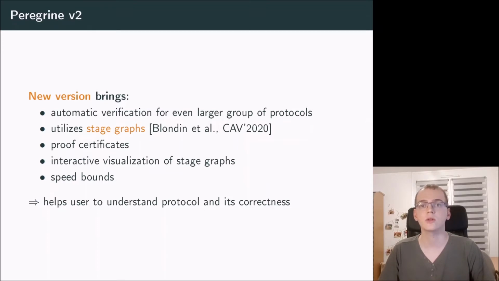Whereas before users had to trust the verification result of the tool, our new interactive visualization of stage graphs helps the user to understand the protocol and its correctness. Furthermore, the new approach also allows us to compute bounds for the speed of a protocol. Let's have a closer look at population protocols and the Peregrine tool.